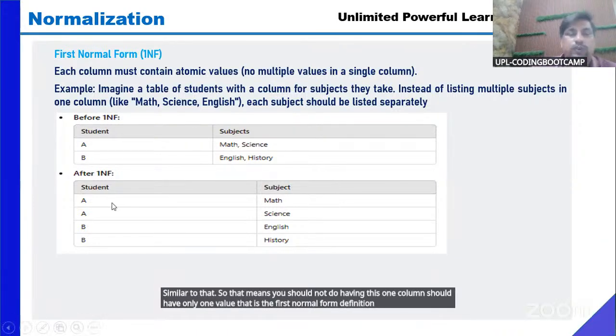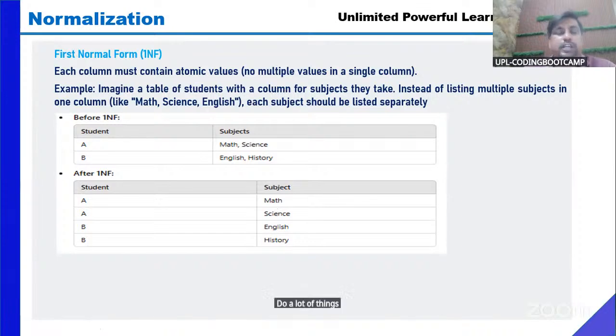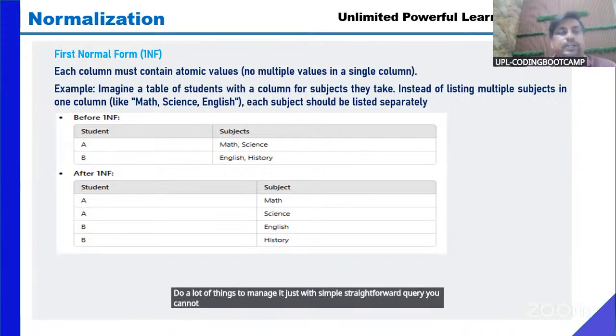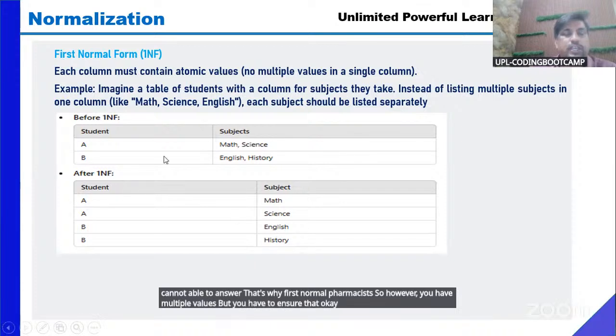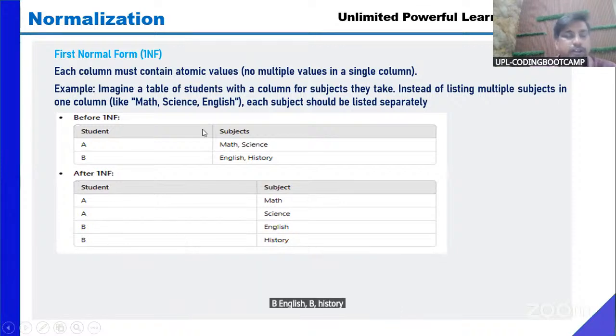If you violate that, then suddenly if they ask some queries, you cannot give a proper answer. You have to do a lot of things to retrieve and manage it. With a simple straightforward query, you cannot answer. That's why first normal form says this. However many values you have, you have to ensure it is like this: A maths, A science, B English, B history. If you do that, then this is called first normal form.